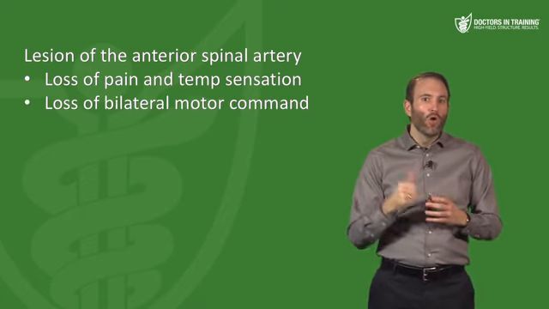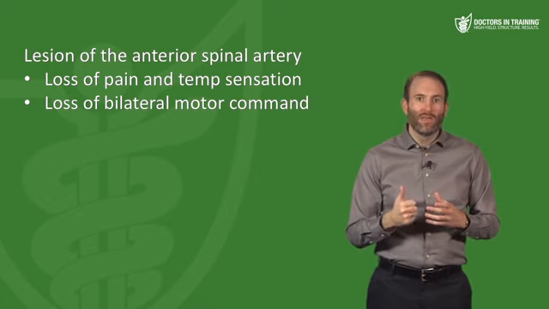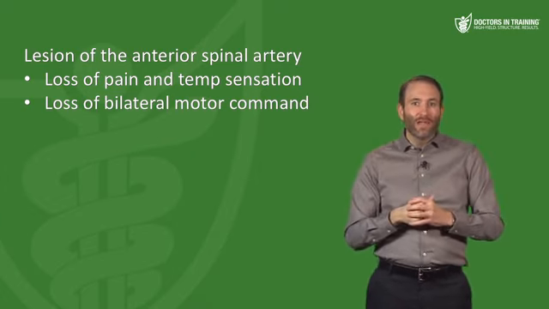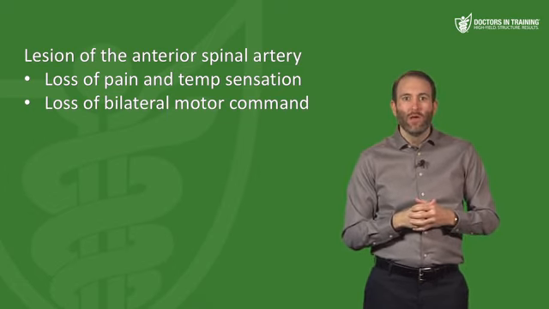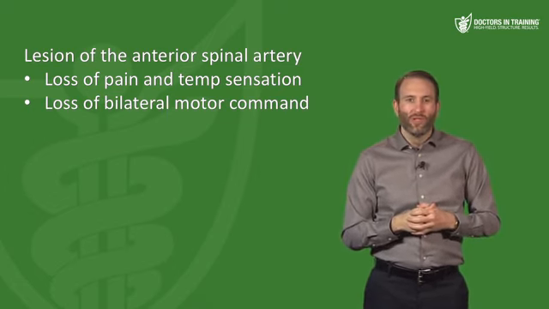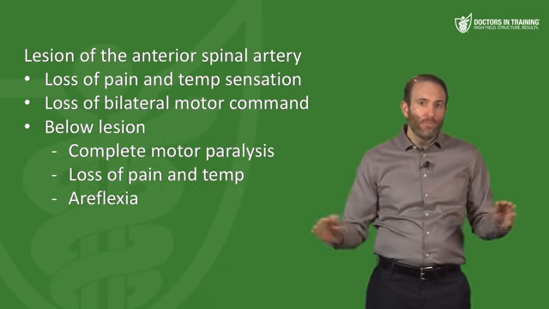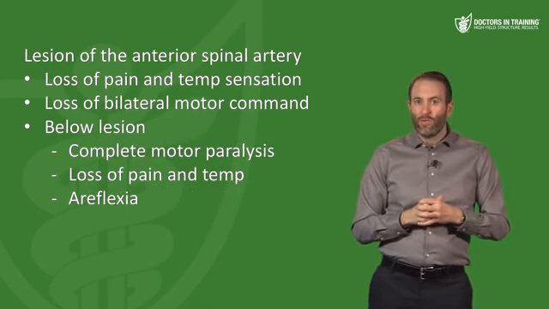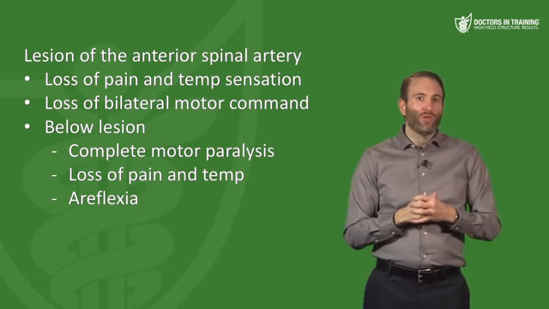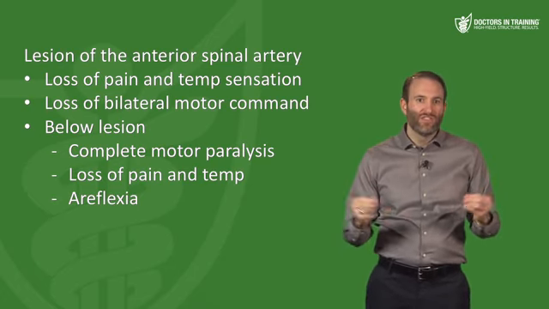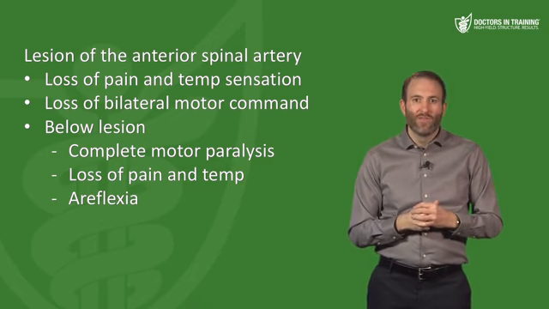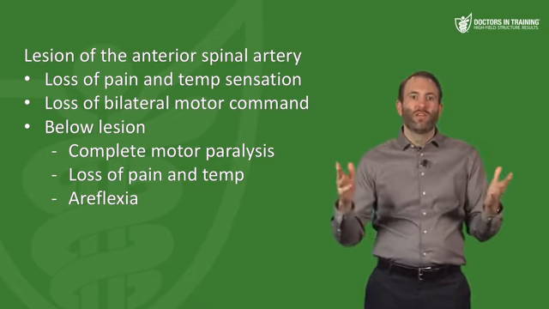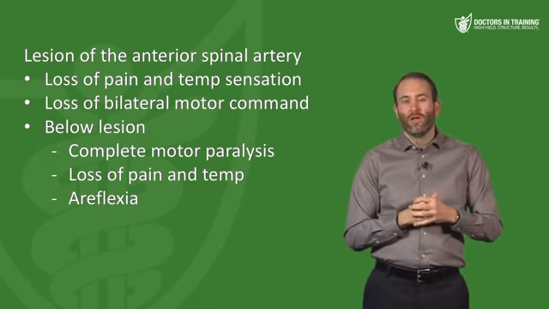You're going to lose your motor command bilaterally. And this is going to be both upper motor neuron because you're losing your corticospinal tract, and lower motor neuron because you're losing the motor neurons of the anterior horn. So below the lesion, you get complete motor paralysis, a loss of pain and temperature, and areflexia as well. But again, your light, pressure, touch, vibration sense is going to be intact with occlusion of the anterior spinal artery. So again, think of this as just the opposite of tabes dorsalis, and that will help you get through this.